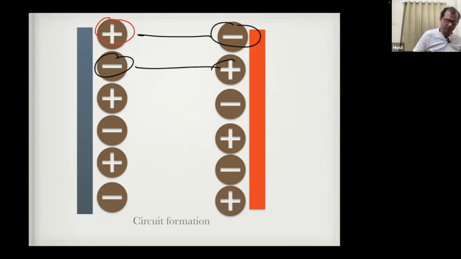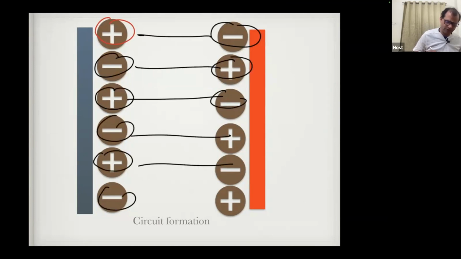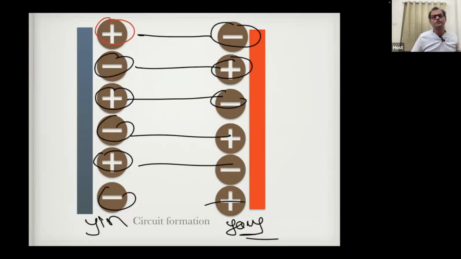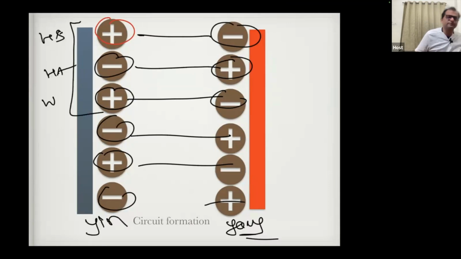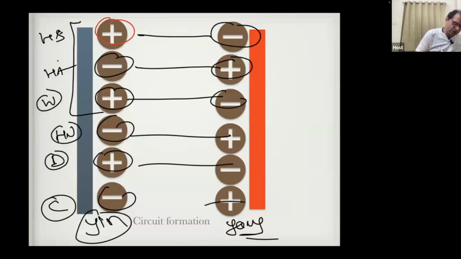Here is minus, here will be plus. This is plus, then minus, minus, plus, plus, minus, minus, plus. So if this is the yin, this is the yang, right? If this is the yang, maybe wind, heat, and hotness, right? Humidity, dryness, and coldness. This is the yin. We saw exactly this: at the bottom coldness, dryness, humidity, wind, heat, hotness.